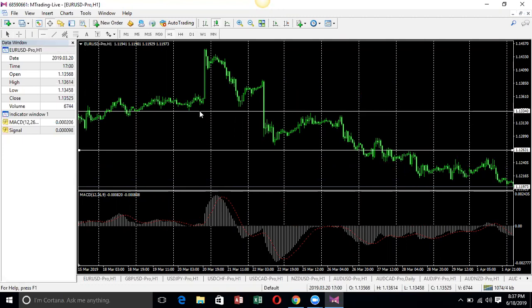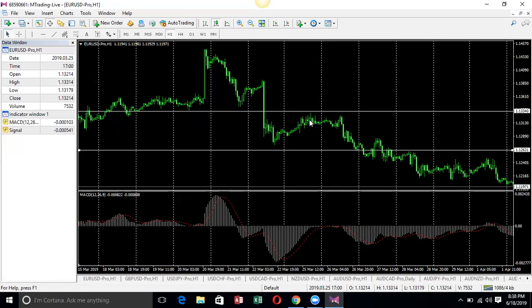This is resistance. Can we see this place? This line was a support. You can see the market was resting on it till it got broken here. This long candle broke this support, and the MACD changed to sell trend. You can see the histogram below the zero line.